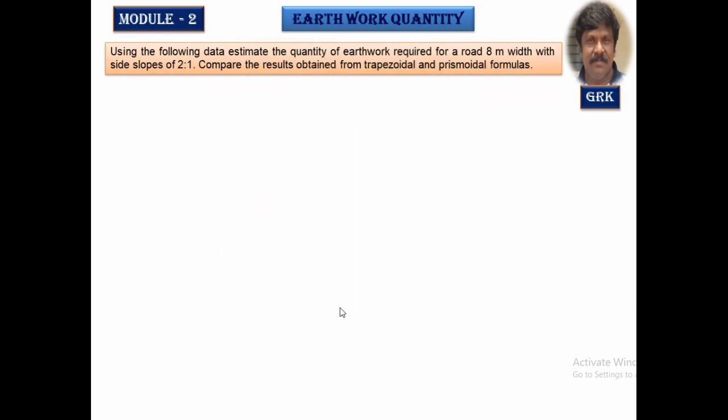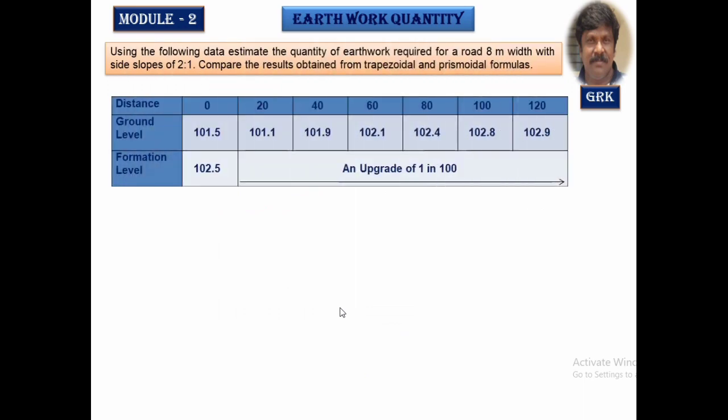Let's take another problem where there is a longitudinal slope of upgrade 1 in 100. There is a rising gradient. For the multiple sections you have to solve, let us try to get the results from trapezoidal and Prismoidal formulas.